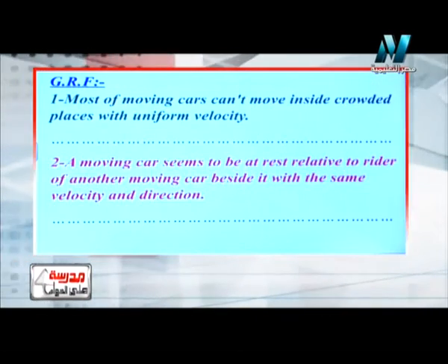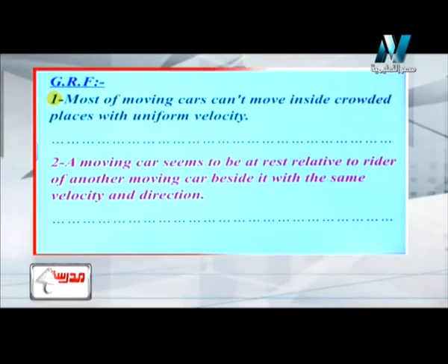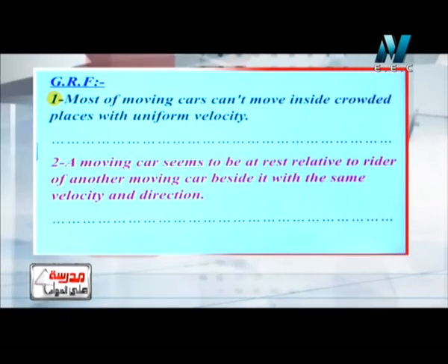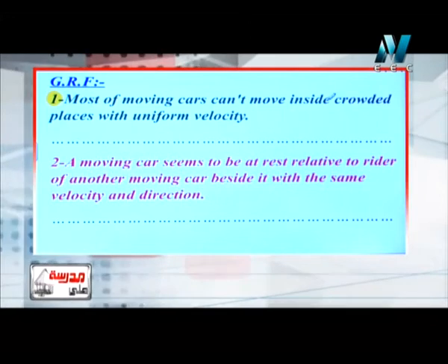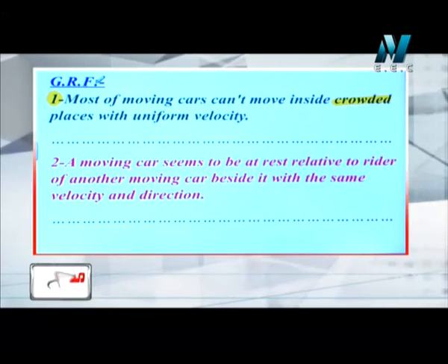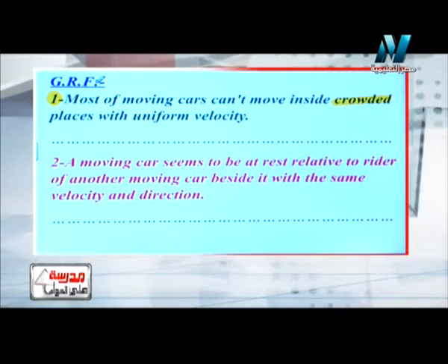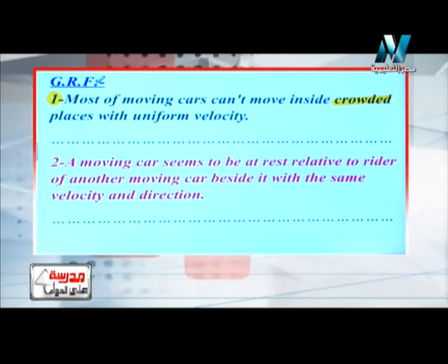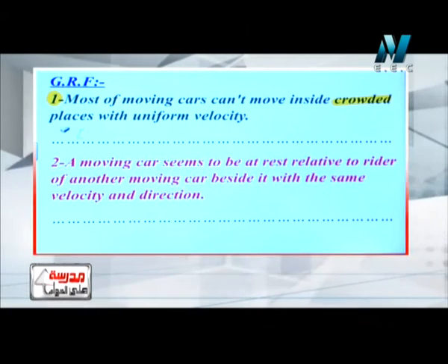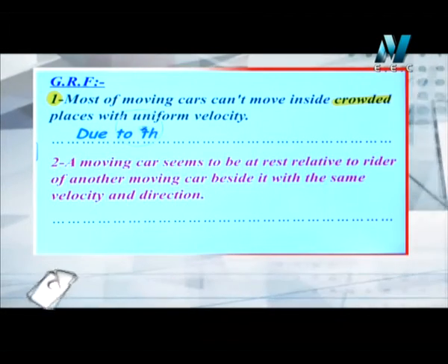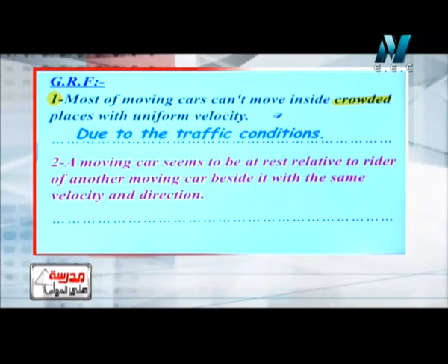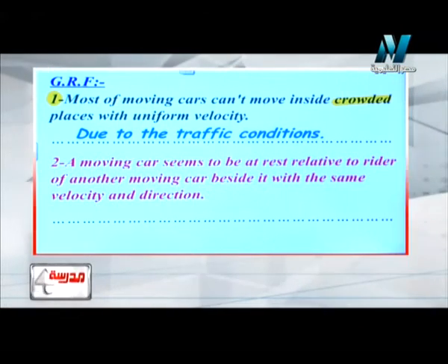Number 1. Give reason again. Most moving cars can't move inside crowded places with uniform velocity. Here we talk about cars and crowded places, as in Tokyo, in New York, in Cairo, the most crowded towns or cities. So we have to answer according to the traffic conditions. So cars can't move inside crowded places with uniform velocity or uniform speed due to the traffic conditions.